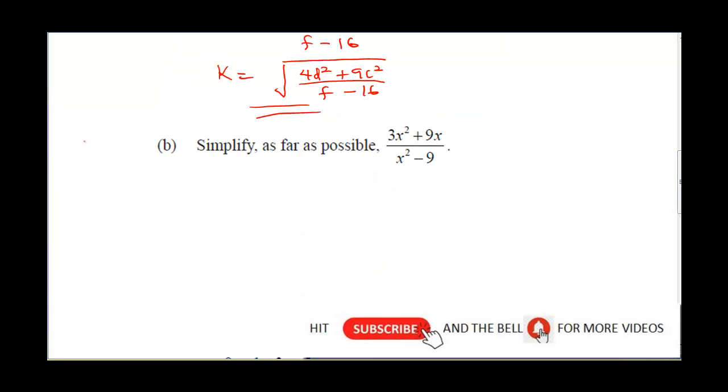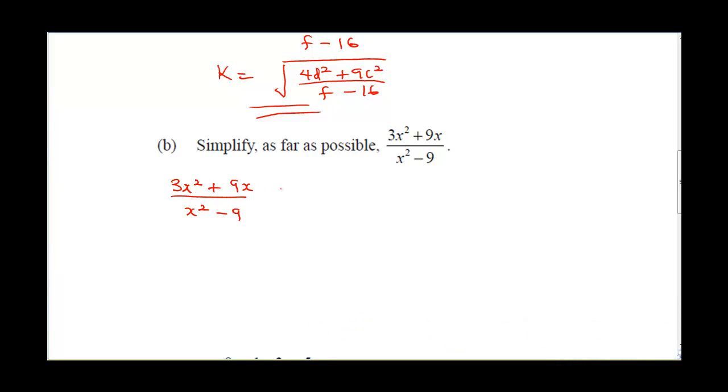Question B says simplify 3x squared plus 9x all over x squared minus 9. Now we are going to rewrite this here. So this is going to be 3x squared plus 9x all over x squared minus 9. If you notice, 3x is common to the numerator, so we're going to factorize 3x out, and we'll have x plus 3. When you multiply 3x times x, you get your 3x squared, and when you multiply 3x by 3, you get your 9x. This is divided by x squared minus 9, which is the same thing as x squared minus 3 squared.